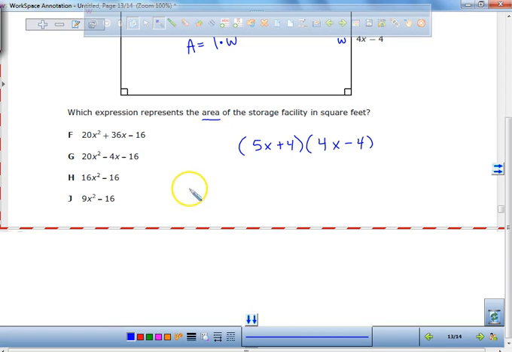Alright? So here's what I'd like you guys to do. I'd like you guys to write F O I L. Just like that, F O I L. We're going to do this a couple of different ways. We're going to call this first, outside, inside, and last. First, outside, inside, last.